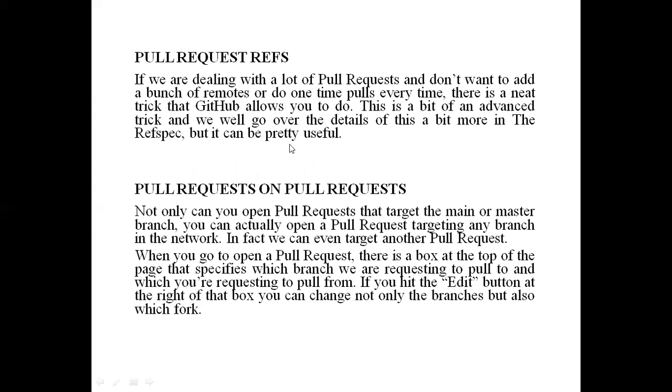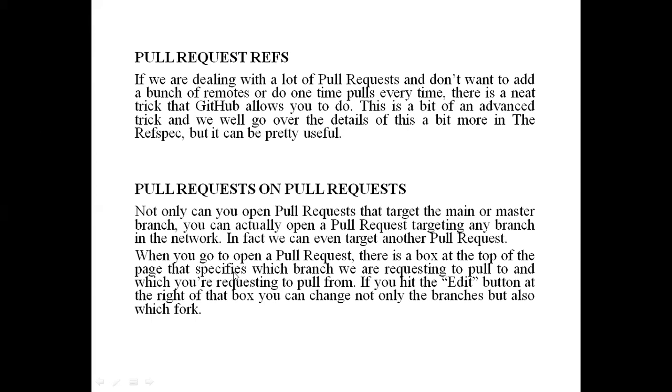Whatever pull request a collaborator gives can be accepted and shown in the local repository also. Many collaborators can give pull requests to a specific branch, for example the default branch, the main or master branch. You can actually open a pull request targeting any branch in the network.